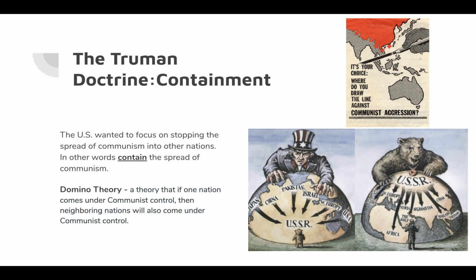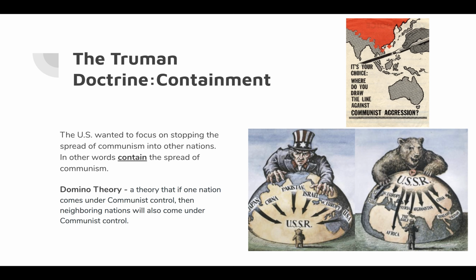The thing is, the Soviet Union thought very similarly with capitalism. And so the Soviet Union wanted to spread communism, wanted to spread their ideas throughout the world. The U.S. wanted to spread their ideas throughout the world, both stopping the other.